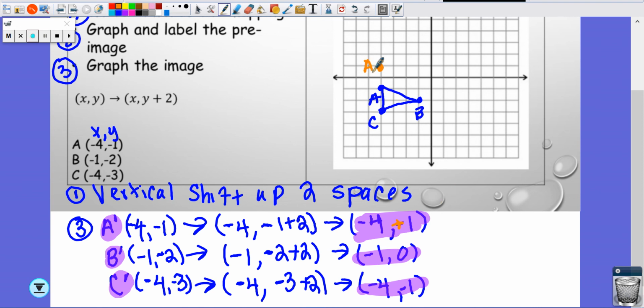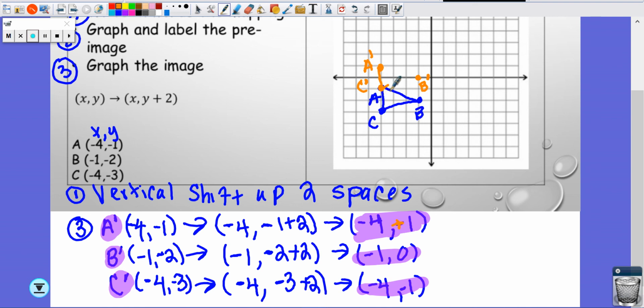All right, so that is my A prime. My B prime is -1 and 0. And then my C prime is -4 and -1. Did I do the math wrong again? Let me go check. So -3 plus 2 is -1. So -4 and -1. There we go. And that's my C prime.